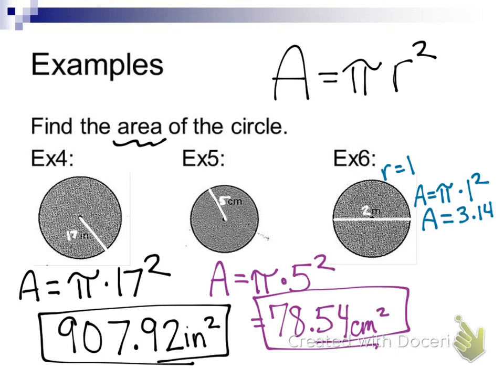Are you guys coming up with 3.14? Yep. I sure hope so. Because pi times 1 is just pi. All right, that is our lesson for today. Raise your hand if you have any questions.